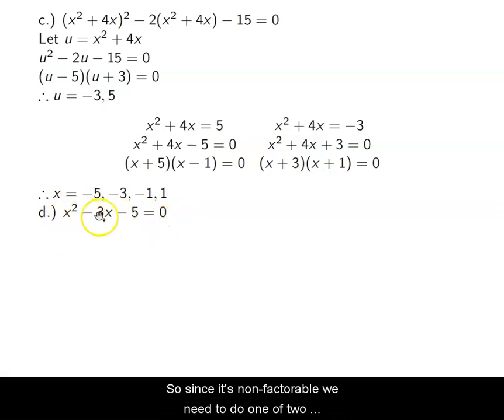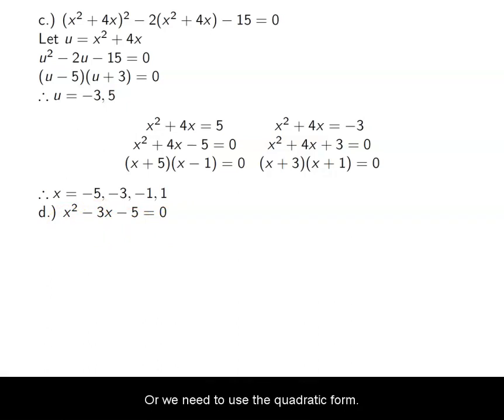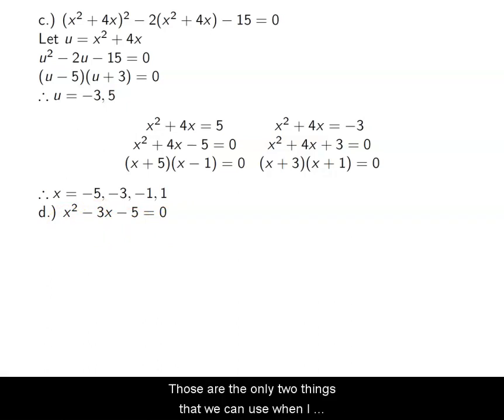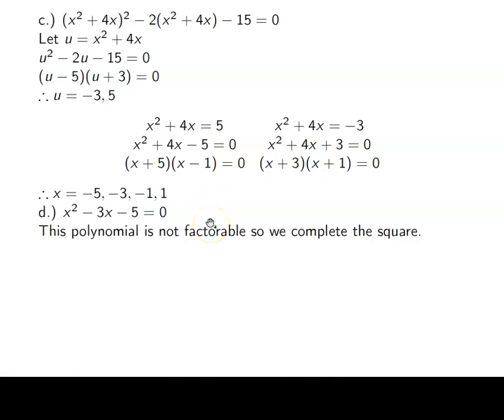So since it's non-factorable, we need to do one of two things. We either need to complete the square or we need to use the quadratic formula. Okay? Those are the only two things that we can use when I cannot factor something out into its pieces in order to find its zeros. Okay? So it's not factorable, so we need to complete the square.